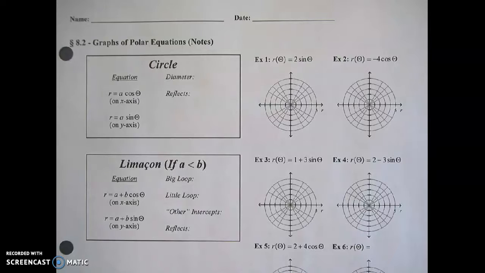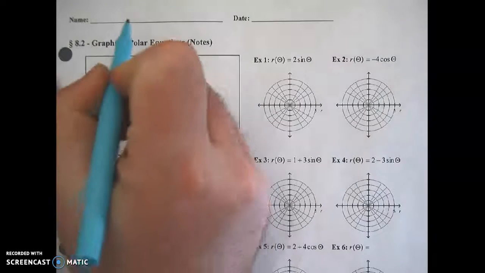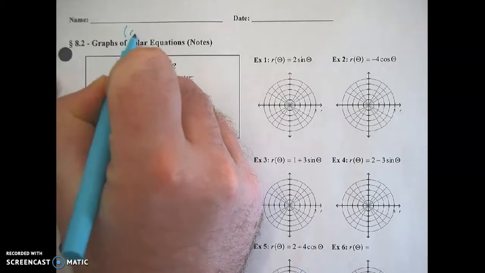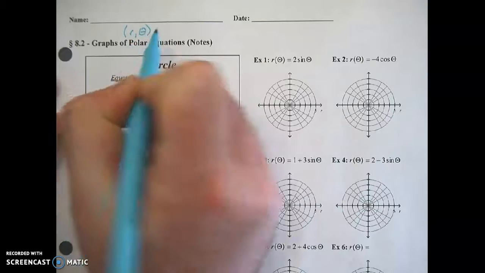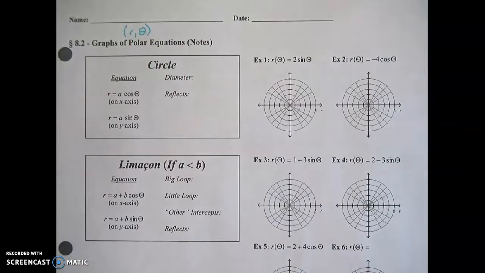Last time we talked about the polar coordinate graphing system. Instead of being based on x and y, the polar coordinate graphing system is based on r and theta, which is some radius away from the origin and some rotation around the unit circle.